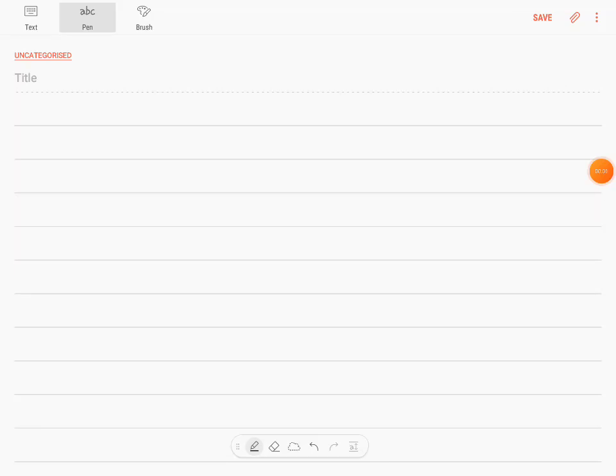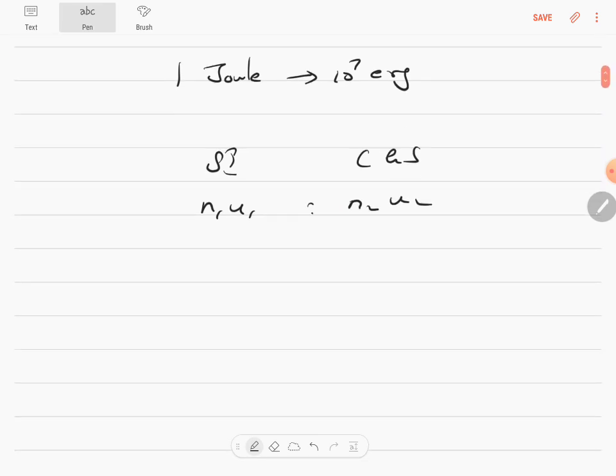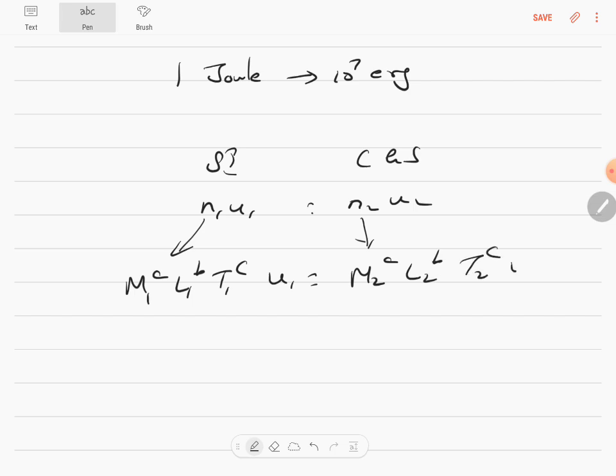First application of learning the dimensional formulas is to convert one system of unit into another, like 1 joule. You want to convert it into 10 to the power 7 erg. You write SI here and CGS here. You write N1 U1 is equal to N2 U2. Instead of N1, you write M1 to the power A, L1 to the power B, T1 to the power C into U1 is equal to, instead of N2, you write M2 to the power A, L2 to the power B, T2 to the power C into U2.